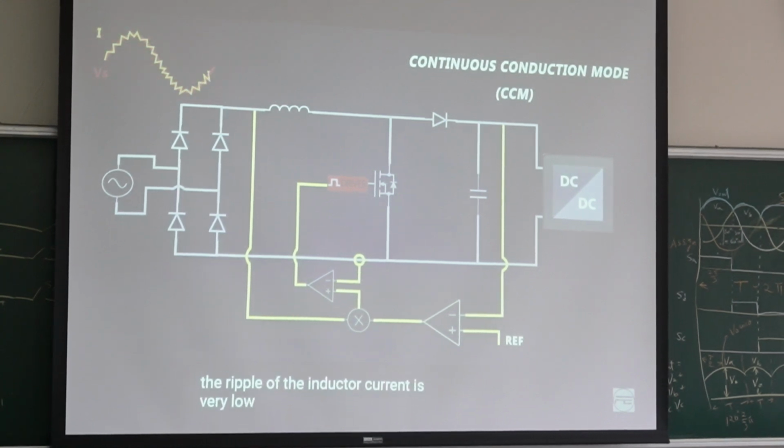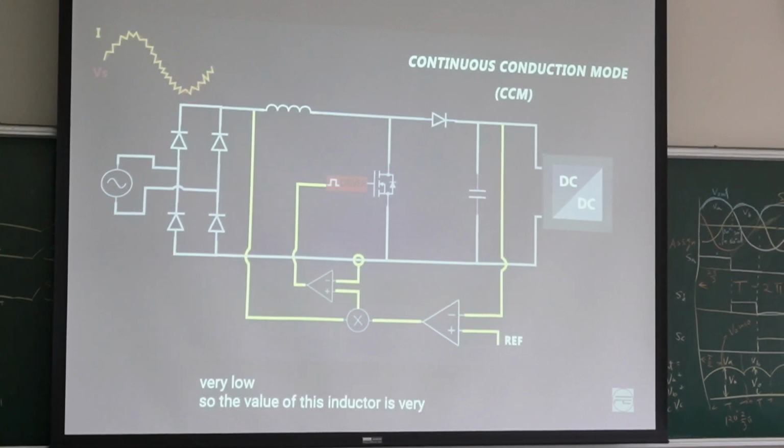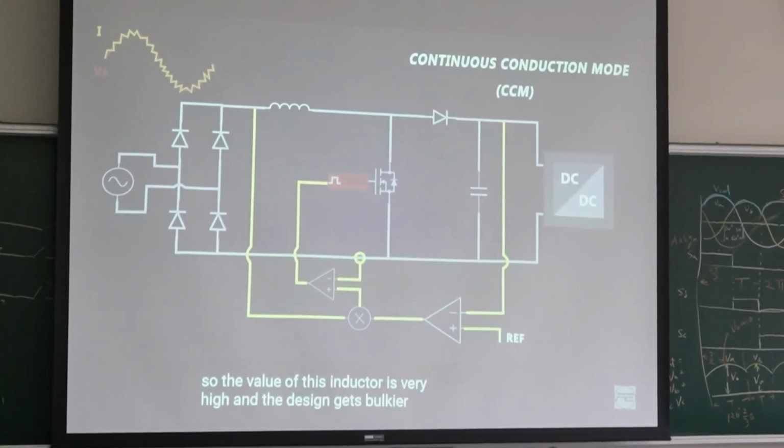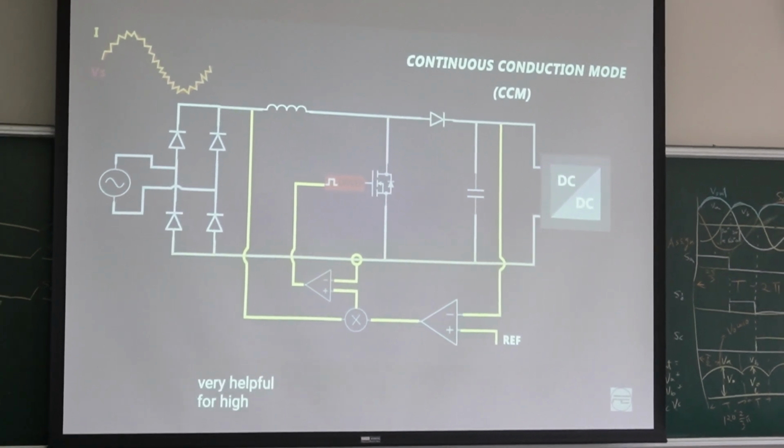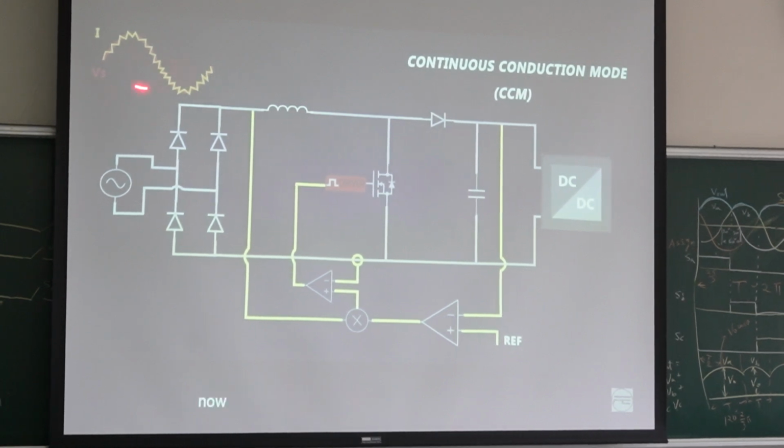Ripple of the inductor current is very low, so the value of this current is like this. It is very high and the design gets bulkier. But this type of control strategy is very helpful for high power applications. Now let's check the critical conduction mode.